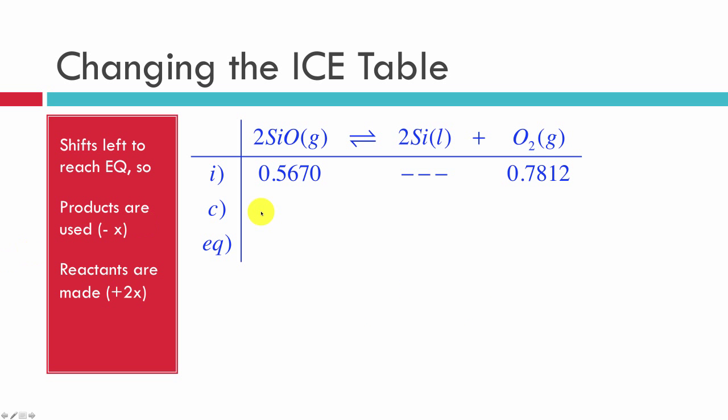And the way we do that is we realize that if we're moving left, all the products are going to decrease in concentration, and all the reactants are going to increase in concentration. So that means the products are going to have a negative x, and the reactants will have a positive x. In this particular instance, it's negative 1x, because the stoichiometric coefficient for the oxygen is 1, and it's a positive 2x for the silicon monoxide because of the stoichiometric coefficient there being a 2. We fill that in, and we now have the change part of our ICE table all set.